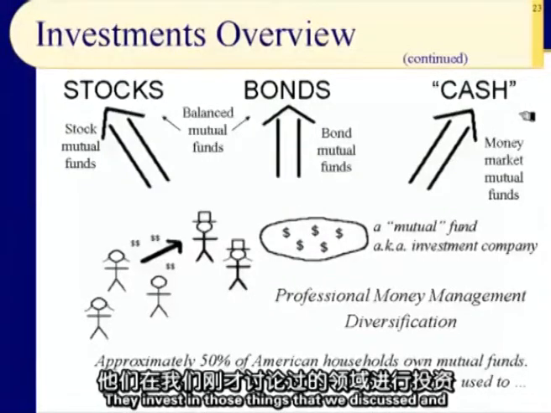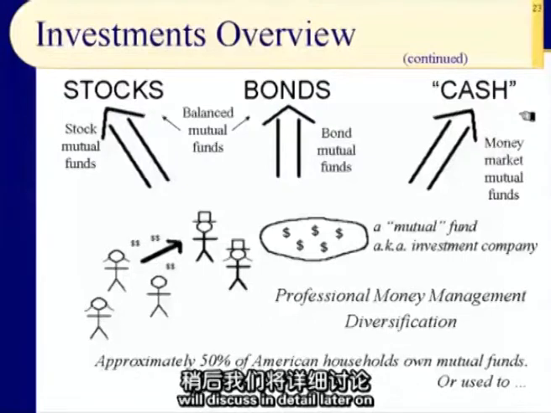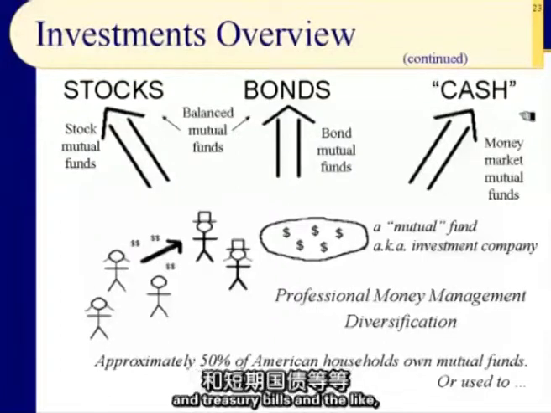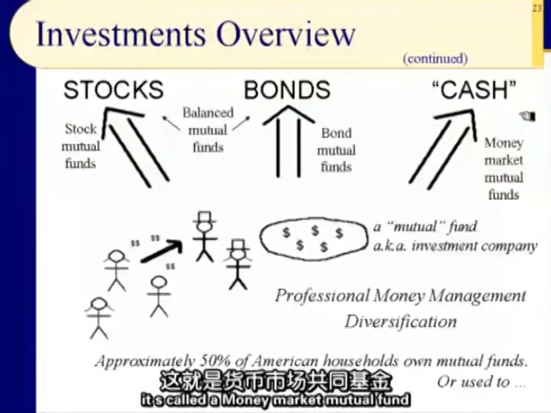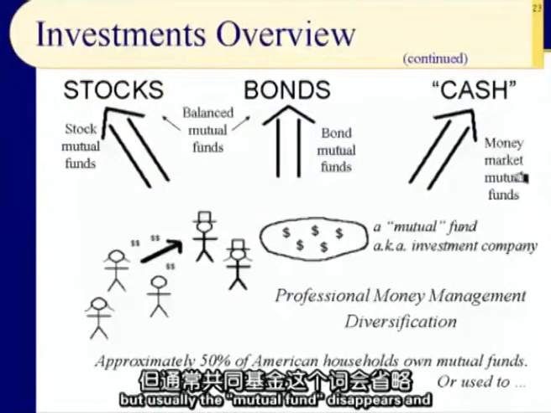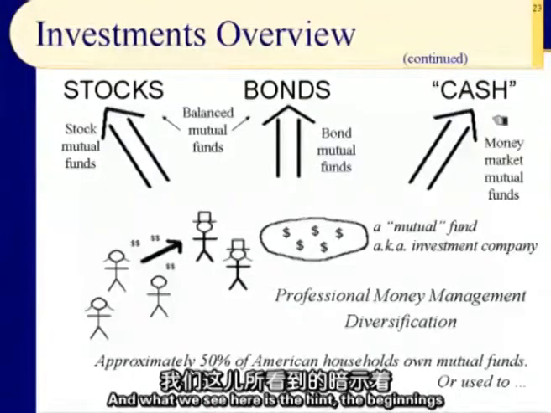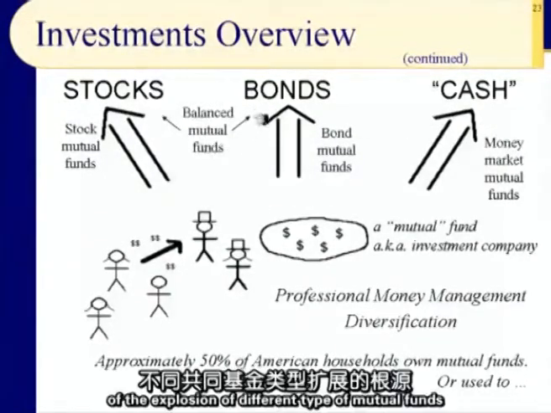They invest in those things that we discussed and we'll discuss in detail later on, the CDs and corporate paper and treasury bills and the like. It's called a money market mutual fund, but usually the mutual fund disappears and people just call it a money market.